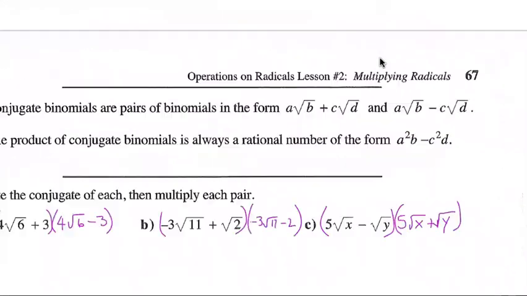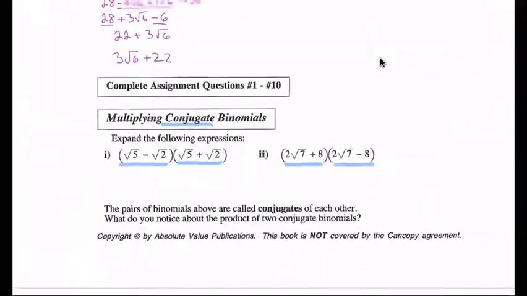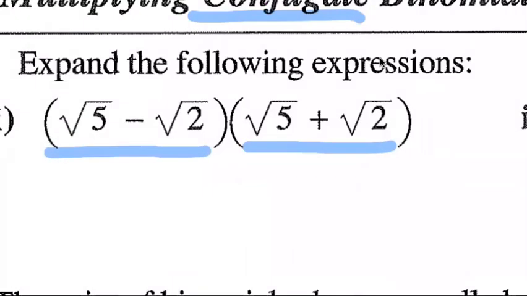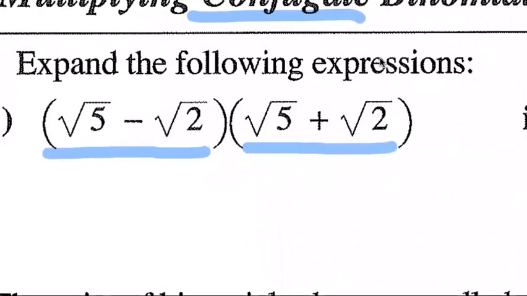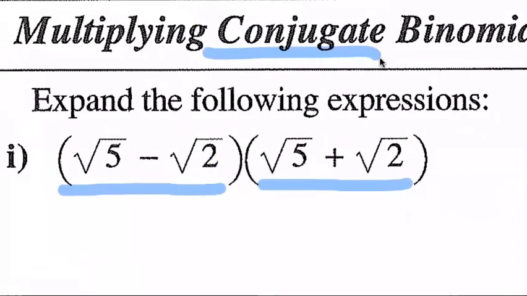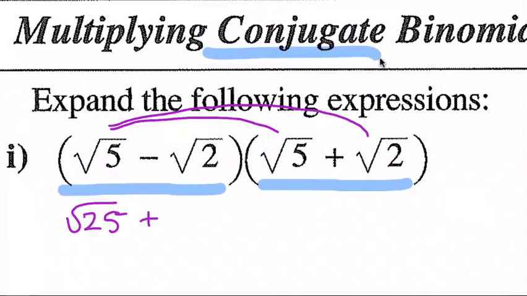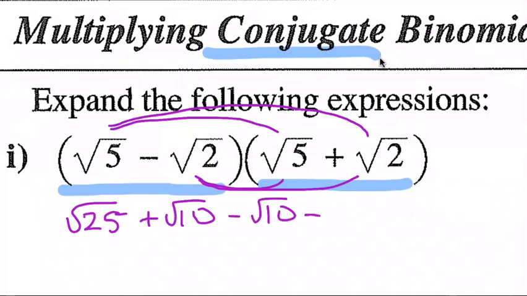And a funky thing happens when you multiply by the conjugate. So if we go back to this example in the previous page, square root 5 minus square root 2 times square root 5 plus square root 2. Watch what happens when we multiply these two together. Square root 5 times square root 5, square root 25. Square root 5 times root 2 plus square root 10. Minus root 2 times root 5 minus square root 10. Minus root 2 times square root 2 is minus square root 4.